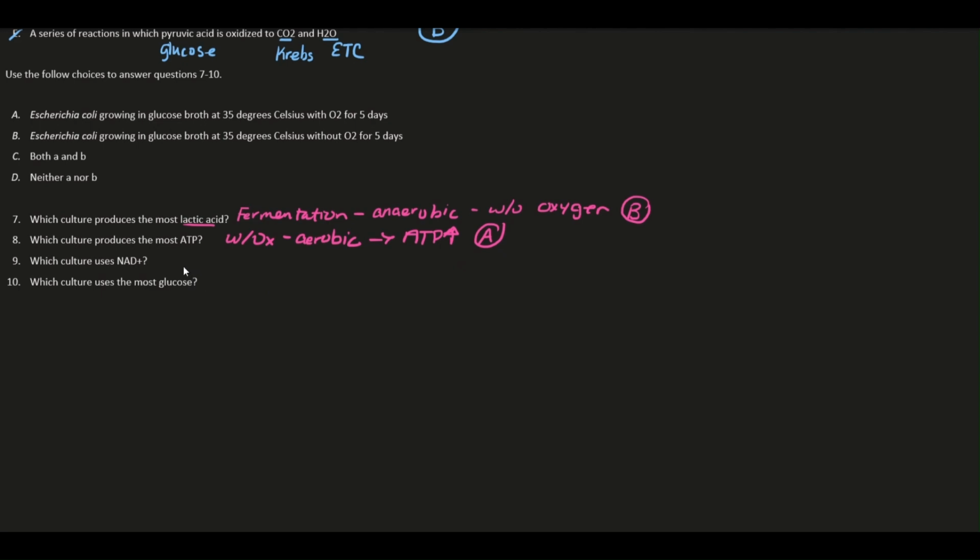Question 9. Which culture uses NAD+? Well, both of them do, because it goes through glycolysis, the Krebs cycle and the electron transport chain, where the cultures use NAD+. So the answer is C. Question 10. Which culture uses the most glucose? Well, the answer is B. Why is it B? Because in fermentation, the process is very short and the turnaround is quick. So they'll be able to use more glucose since the process is short.